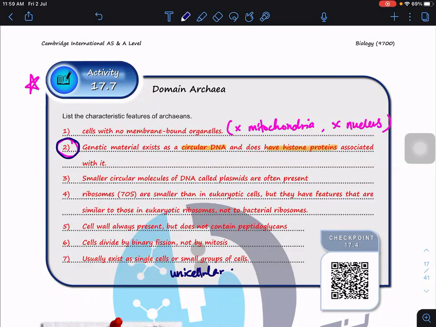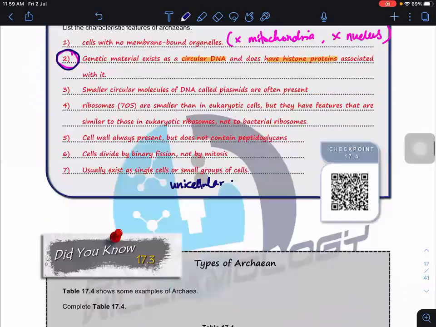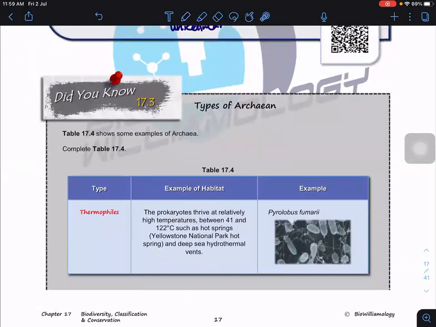Okay, so what are the phyla under this Archaea? We have the thermophiles. Thermophile basically means they live in very, very hot environments. For example, Pyrolobus fumarii lives at a temperature of 122 degrees Celsius in the hot springs of Yellowstone National Park. Some of them are very special: at temperatures lower than, let's say, room temperature, they freeze. They cannot survive, because they are used to surviving in very hot environments.